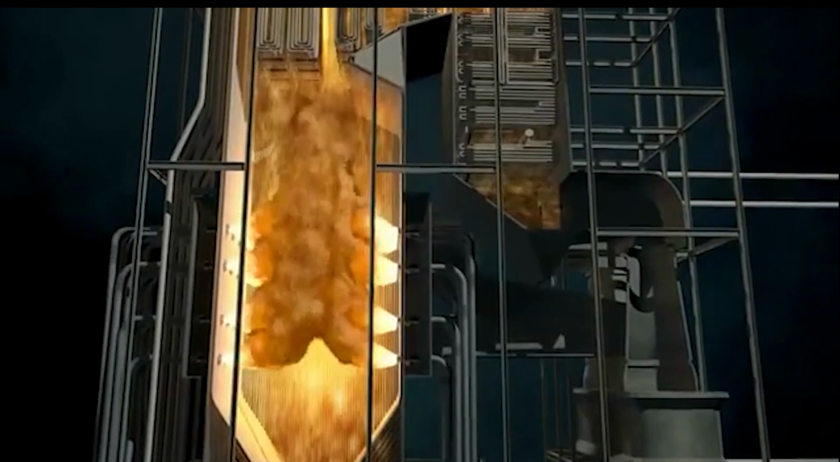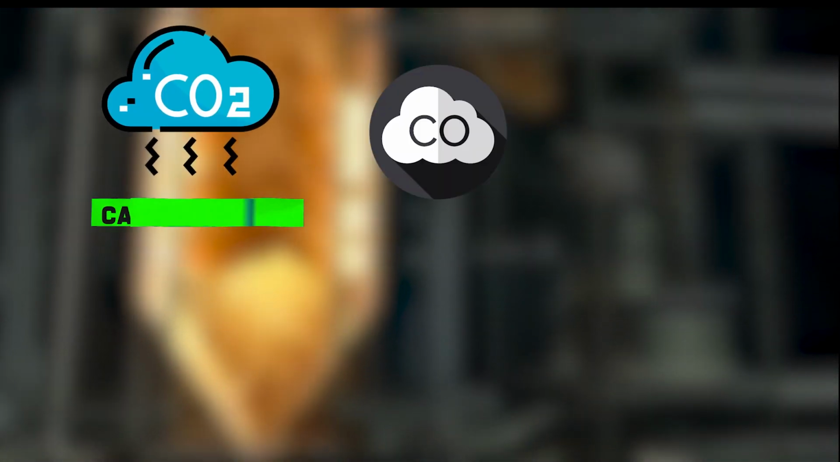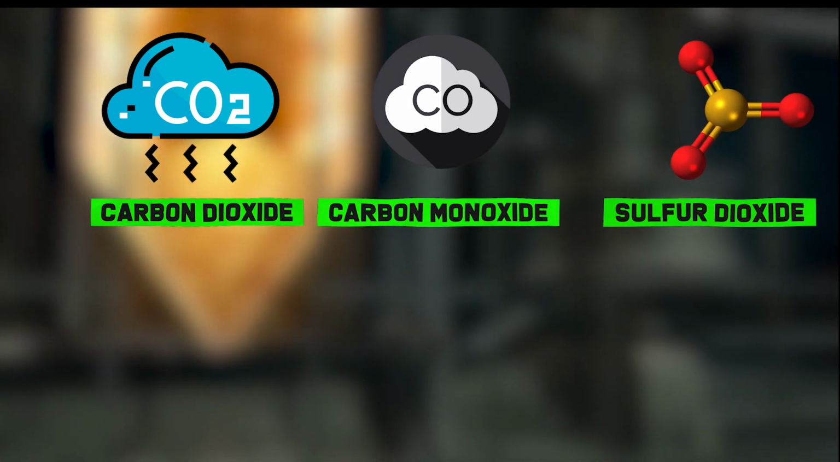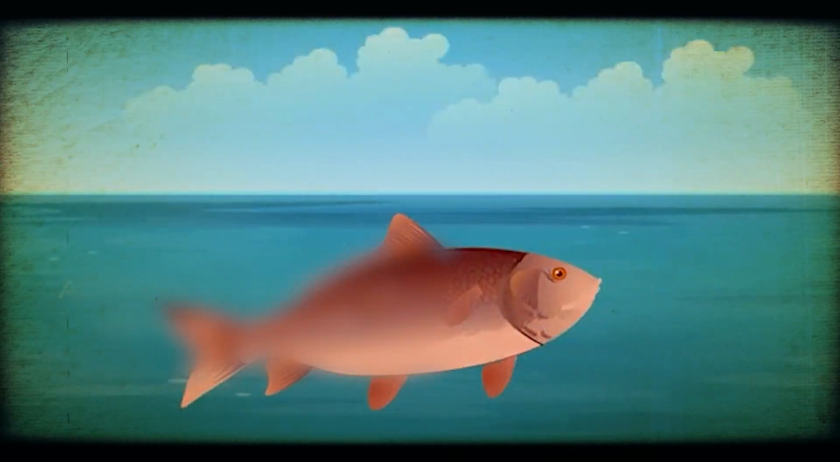When coal combusts, it releases a cocktail of air pollutants, including carbon dioxide, carbon monoxide, sulfur dioxide, and an array of toxic metals: mercury, lead, arsenic. Even radioactive particulates aren't spared.